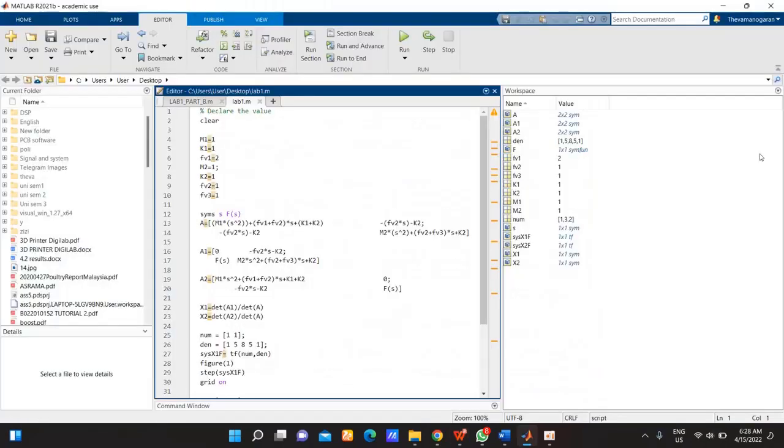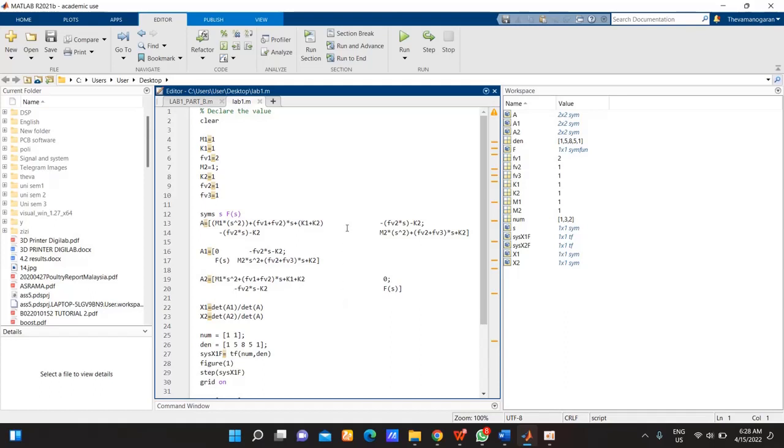Now I am going to talk about the results for this lab. As I mentioned, there are two parts in this lab, the mechanical system and the electrical network. Each part will have one code, so there will be two codes for this lab. This first code is for the mechanical system.